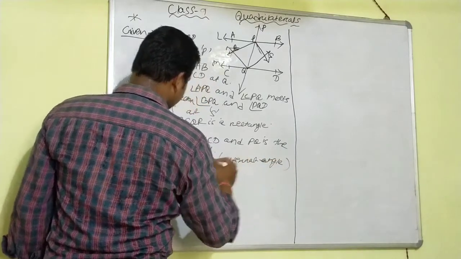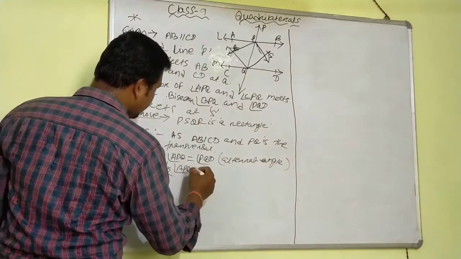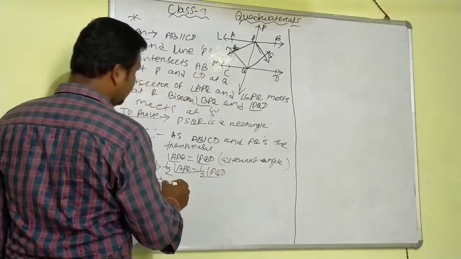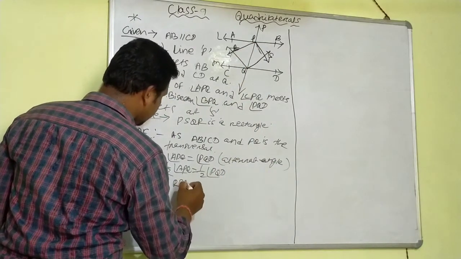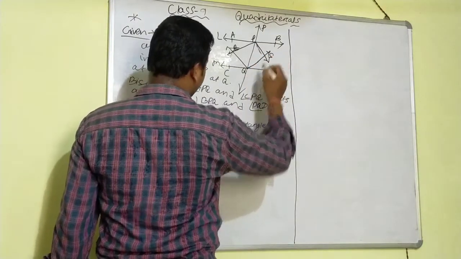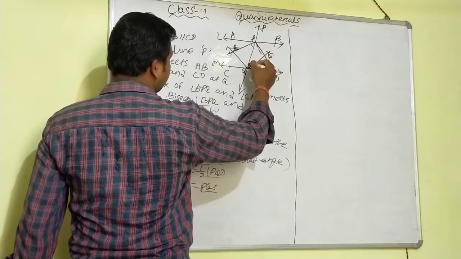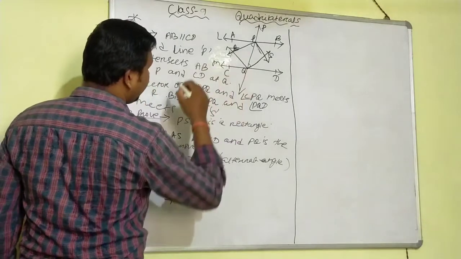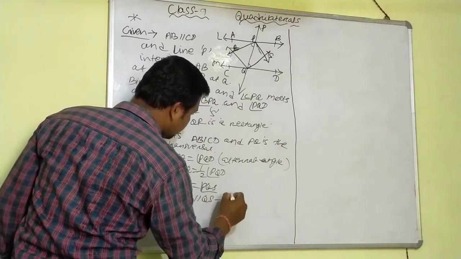Now, students, we take half on both sides. Half of APQ equals half of PQD. Half of APQ is RPQ, and half of PQD we'll say is PQS. This angle equals that angle, so they are alternate angles. Therefore PR is parallel to QS. This is one.